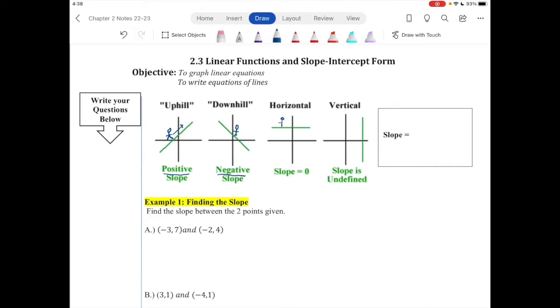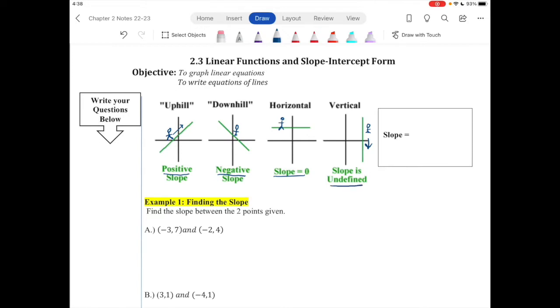Okay, if we draw it again on a horizontal one, notice that there is no slope. The person's just walking in a straight line, so the slope is equal to 0. And then on the vertical one, if we draw somebody, they're just falling straight down. There is no slope that they're on, so the slope is undefined.